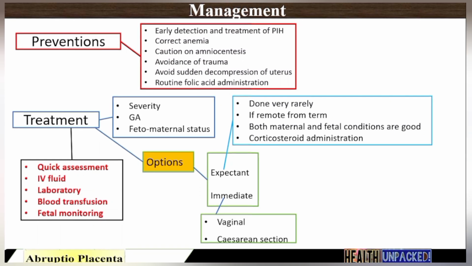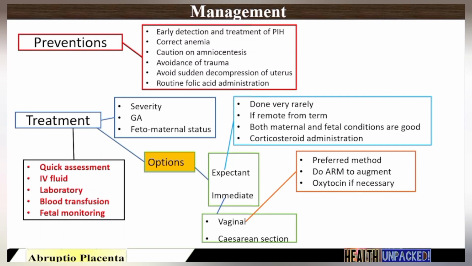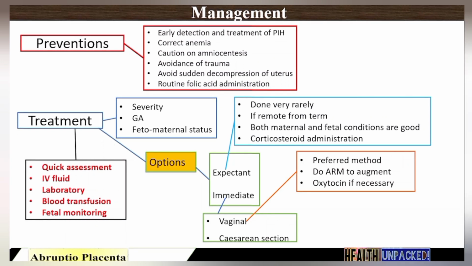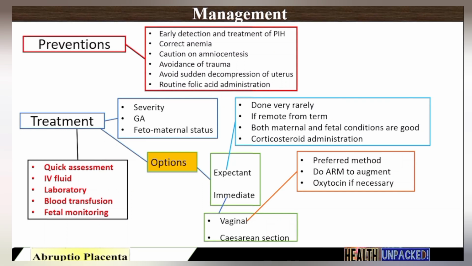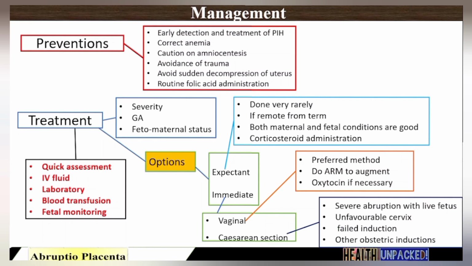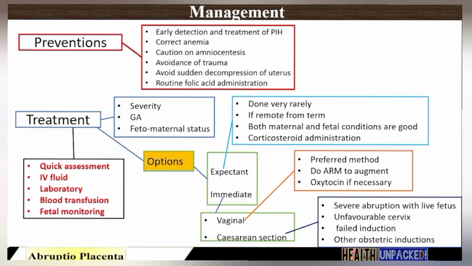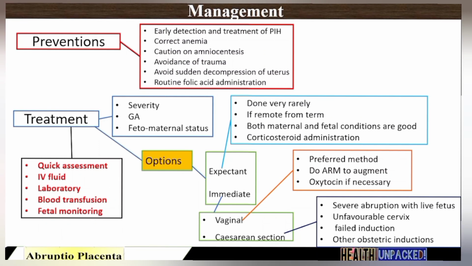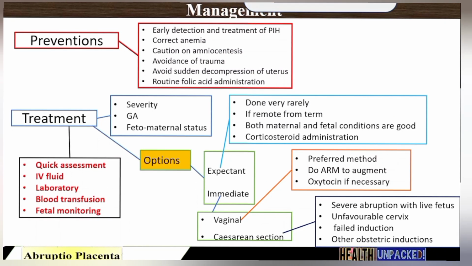Delivery is needed immediately. It could be a vaginal delivery or cesarean section. The vaginal delivery is preferred in abruptio placenta. And to induce labor, we have to do ARM, that's artificial rupture of membrane, to augment. And if labor is not strong enough, we can use oxytocin. And cesarean section is reserved for severe abruption with live fetus and unfavorable cervix, failed induction, and other obstetrical indications, like if there is malpresentation or a contracted pelvis, that is an indication for cesarean section.